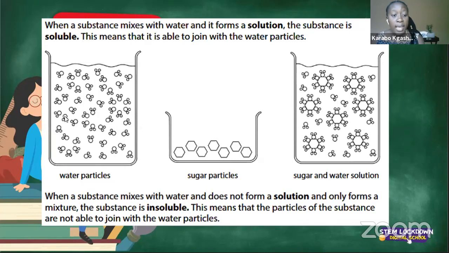All right. Now, when a substance mixes with water and does not form a solution and only forms a mixture, the substance is insoluble. So if it forms a mixture, it is called an insoluble. This means that the particles of the substance are not able to join with water particles. Right, remember that.